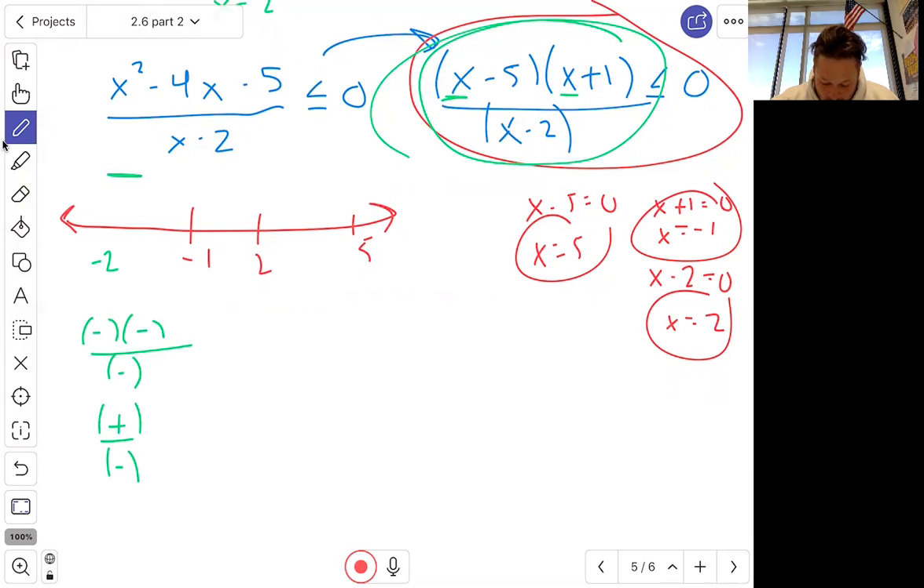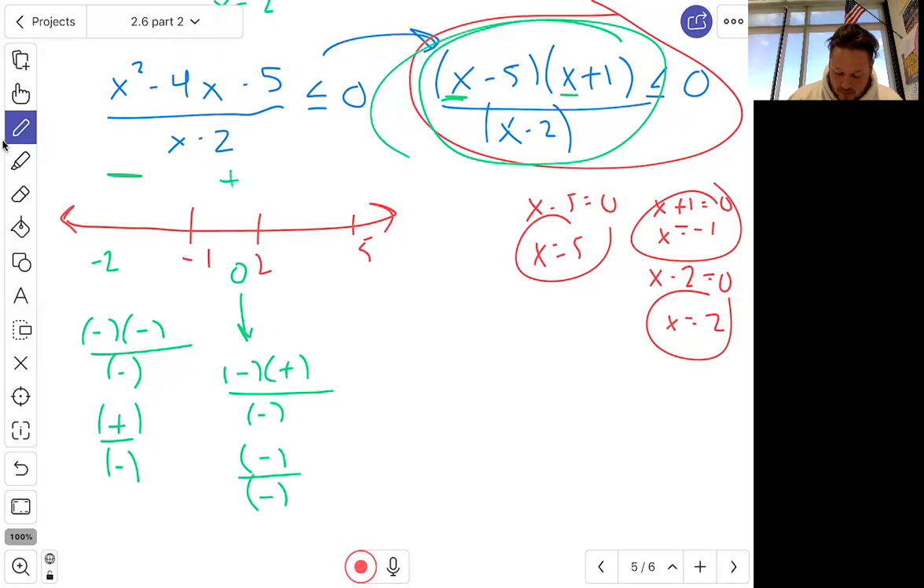In this part, I'm going to go ahead and test 0 because that's a super easy number to test. So 0 minus 5 is going to be a negative number. 0 plus 1 is a positive number. And 0 minus 2 is a negative number. A negative times a positive is a negative, and we have a negative on the bottom, and a negative over a negative is a positive.